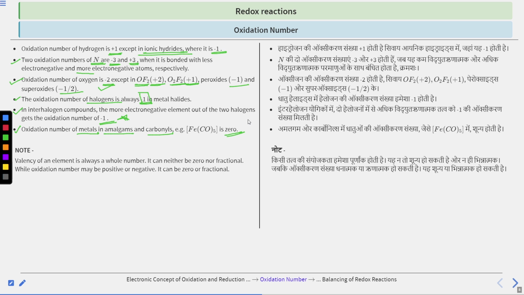So we have studied some rules about oxidation number, that is, how we can assign the oxidation number to an element in a compound. There is a note: the valency of an element is always a whole number. It can neither be 0 nor fractional, while oxidation number may be positive or negative, and it can be 0 or fractional. Everything is possible.